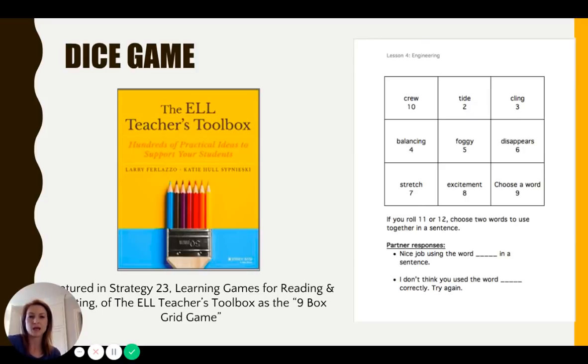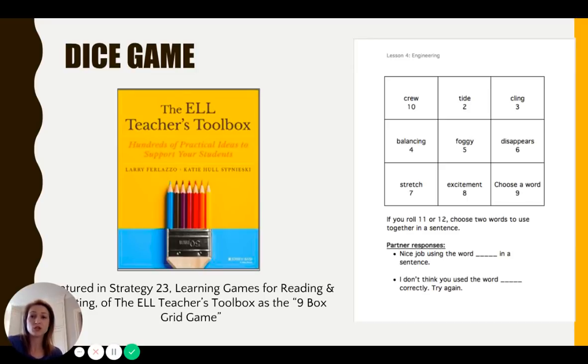So I have partners play the game. They take turns rolling the dice, and then the partner will give feedback when they hear their partner's sentence. And they can say either, nice job using the word in a sentence, or I don't think you used the word correctly, try again. I've also added a third one, nice job using the prefix with the word or nice job using the suffix with the word, so that they can practice recognizing prefixes and suffixes as they're used if their partner happens to use a variation.